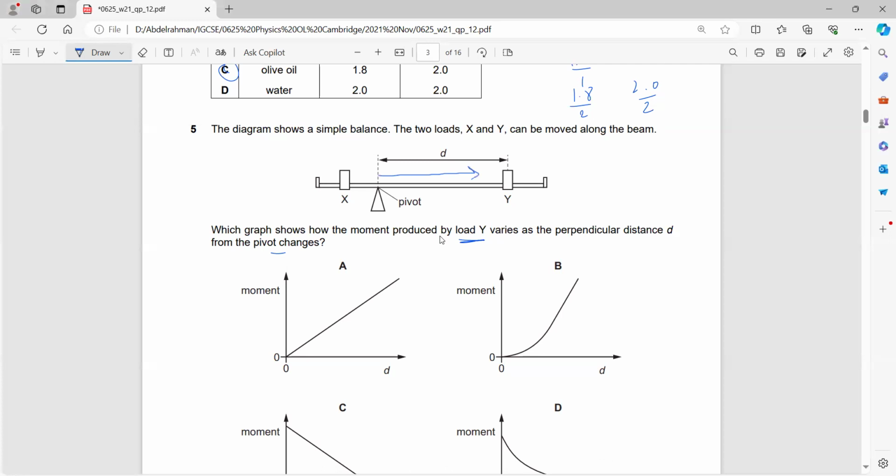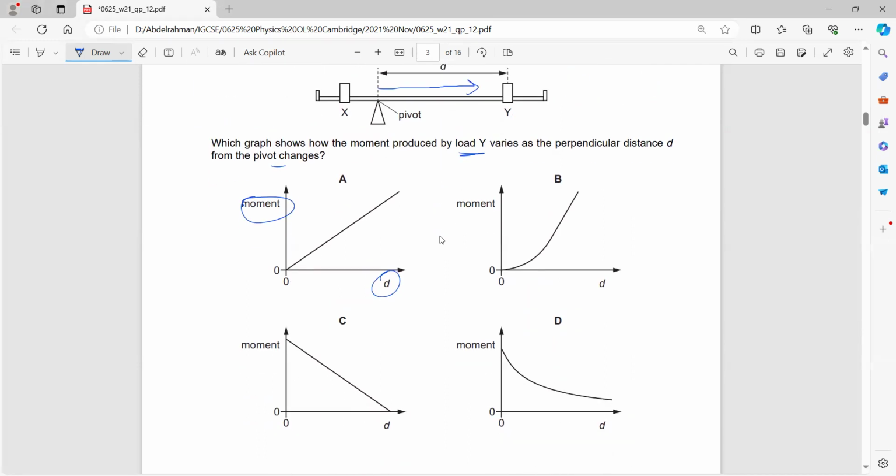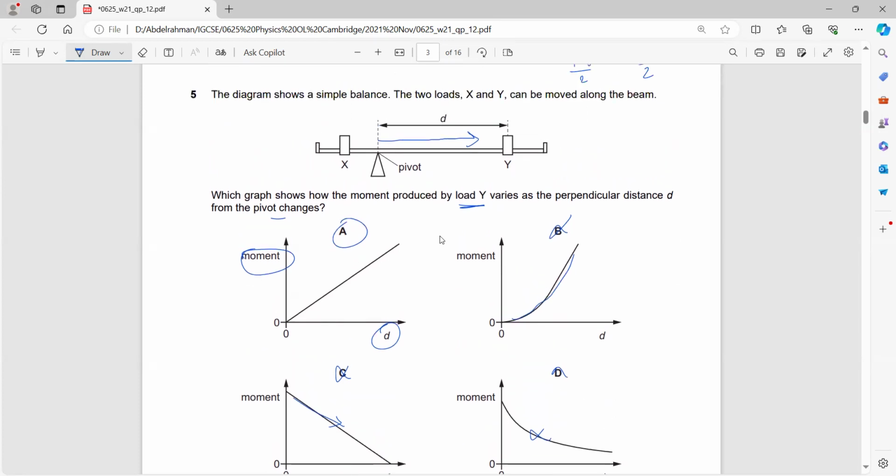When you increase the distance D, what happens to the moment? The moment increases. So definitely C and D are wrong. Why? Because as the distance increases, the moment does not decrease. Should it be curving? No, it's not a curve. It is a directly proportional relationship. As the distance increases, the moment increases as well.